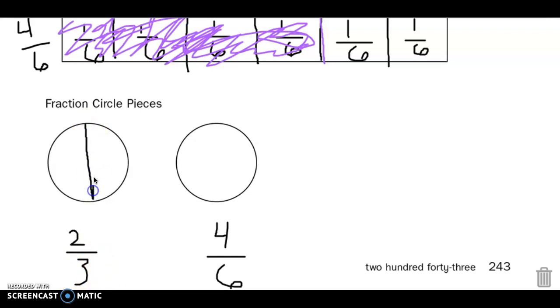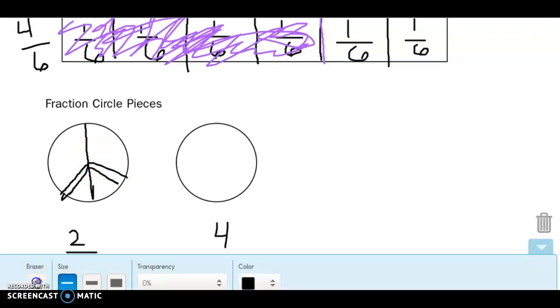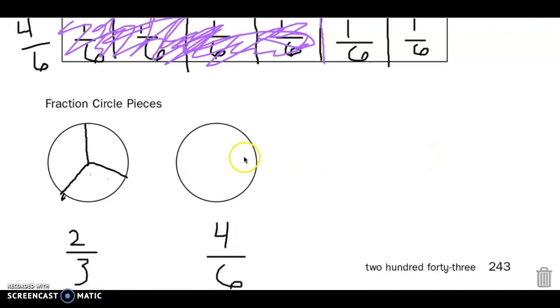So maybe I go like this. And I go like this. Oops, I could come out just a little bit more. There we go. So if you need help drawing it, that's how I think of it. And then you just get rid of that little bottom part. There we go.